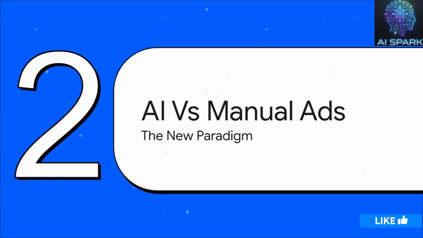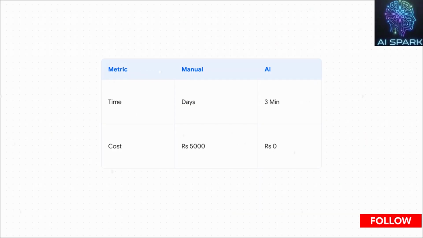Section 2. AI versus manual ads, the new paradigm. Now, what's really fascinating here is the stark contrast between these two worlds. I mean, it's a completely different reality. If you go the traditional manual agency route, you're looking at dropping thousands of rupees, like that 5,000 we talked about earlier. Plus, it takes days of back and forth emails, endless revisions, and just waiting.